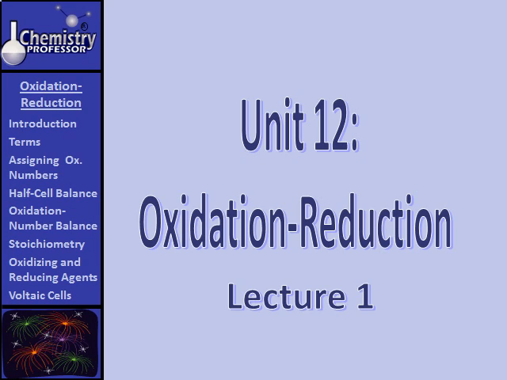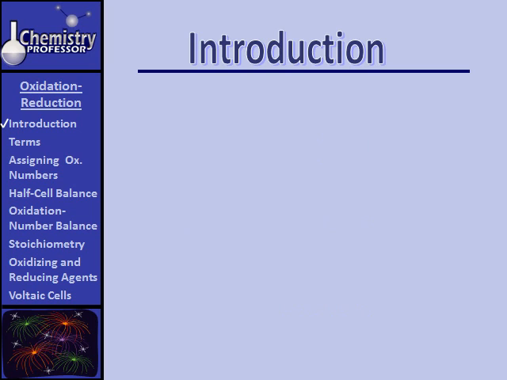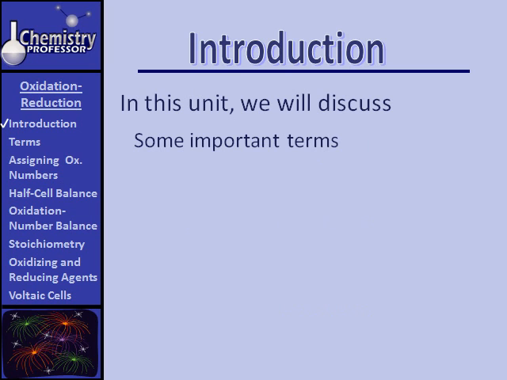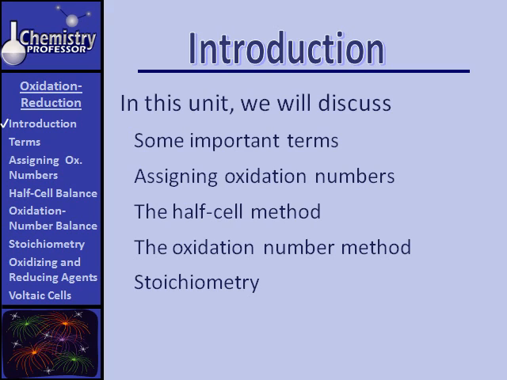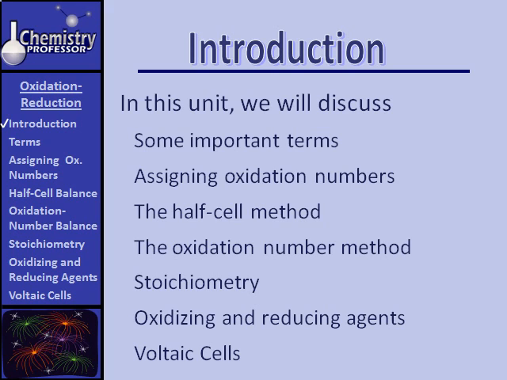Unit 12, Oxidation Reduction, Lecture 1. In this unit, we're going to talk about some important terms, how the concept of oxidation and reduction, the terms, came about. We'll talk about how to assign oxidation numbers in a consistent manner. Then we'll get into balancing equations, first by the half-cell method, then by the change in oxidation number method. We will take what we know about stoichiometry and bring into that the concept of oxidation reduction. We'll talk about oxidizing agents and reducing agents and how to figure out what things might change to. And we will wrap it up with voltaic cells.